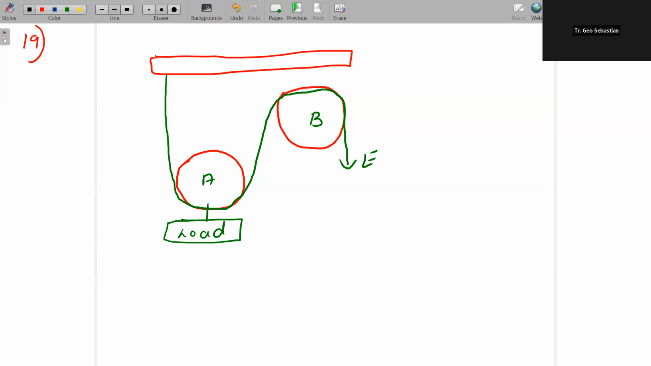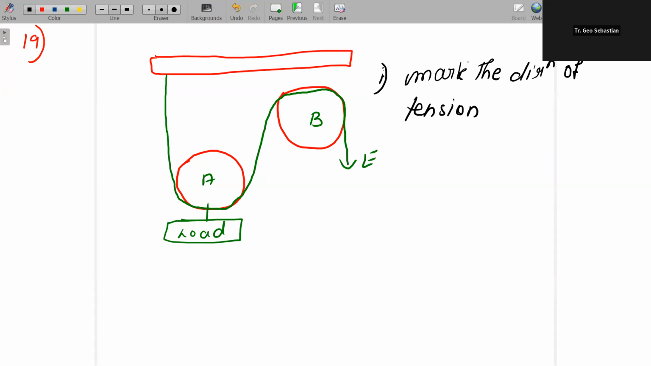Listen, first question: mark the direction of tension. Not where you get tension during the exam, okay? In the string, mark where you are getting the tension. Mark the direction of tension.